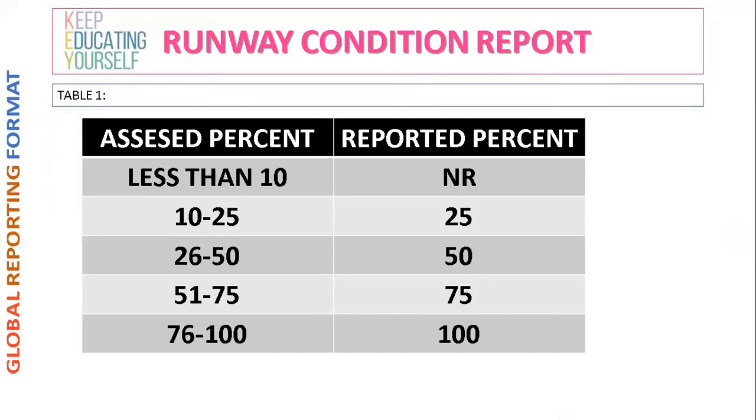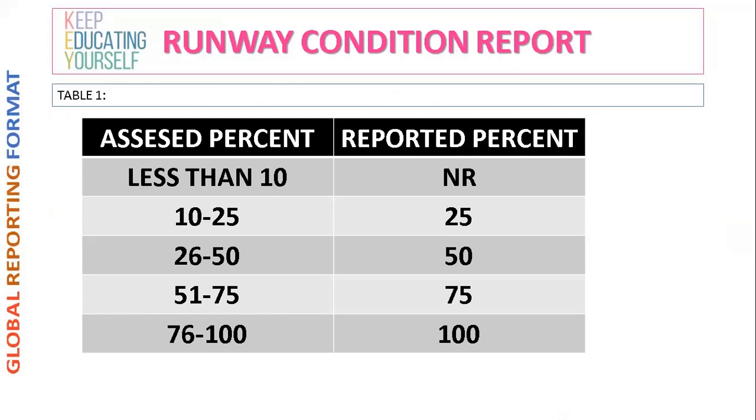Now, this is table number 1. Suppose you have gone for the assessment and you find that the percentage of contaminant is less than 10%, you will not report this percentage. You will simply write NR, November Romeo.